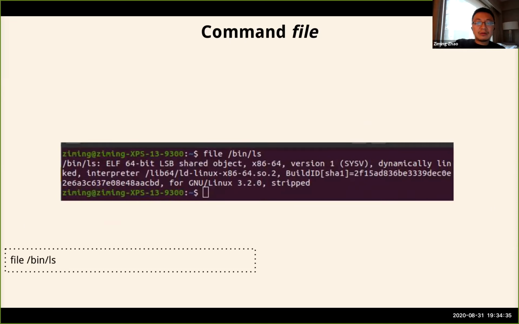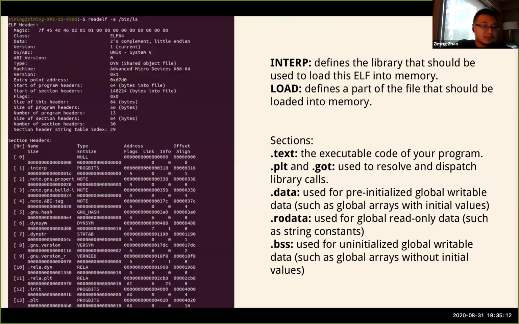We can use the command file to tell if a file is an ELF file. We have used it multiple times. For example, we do file on /bin/ls. This is my new laptop, actually. We can see here, this is a 64-bit ELF file, and it's dynamically linked. It uses this interpreter. Its hash value is this. It's stripped, which means the symbols are removed, to make the file a little bit smaller and a little bit harder to debug.